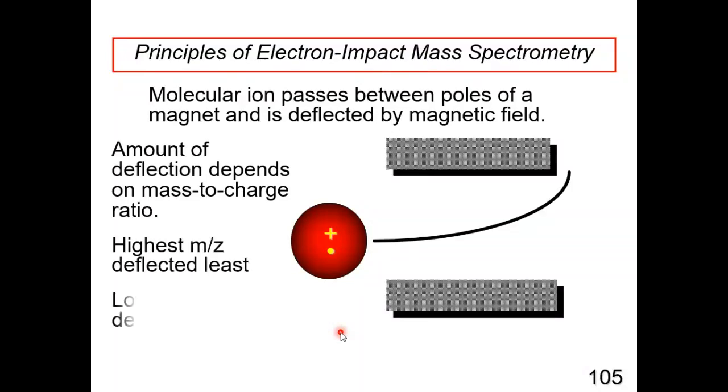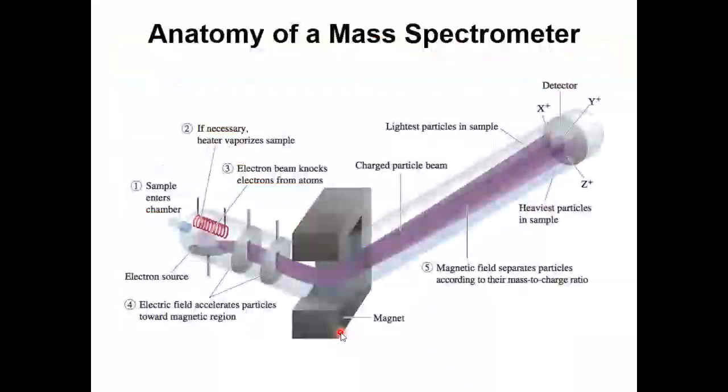So basically, the highest mass ions will be deflected least. The lowest mass ions will deflect the most. So this basically can separate them. Depending on the degree of deflection, you can sort and calculate the mass of each ion.